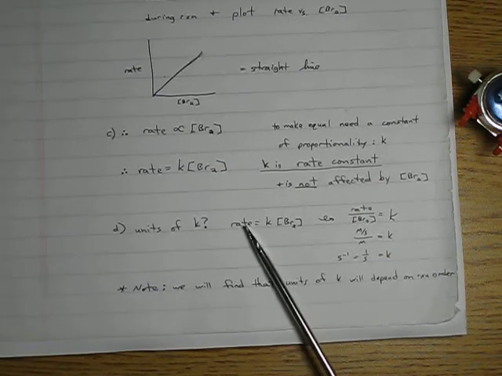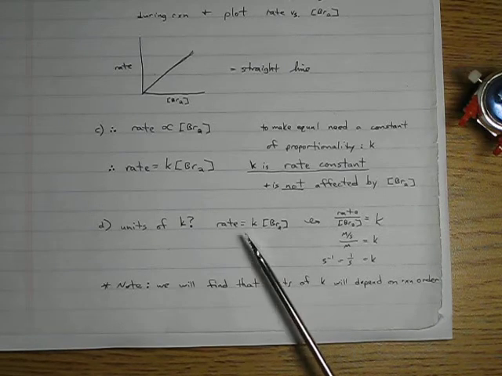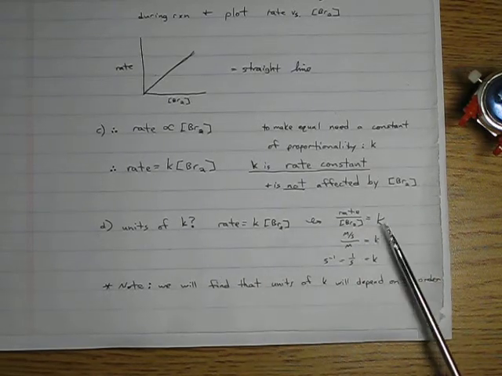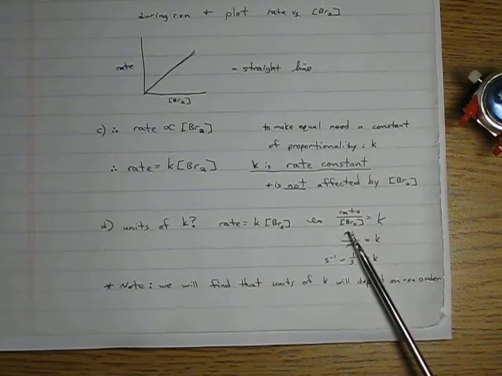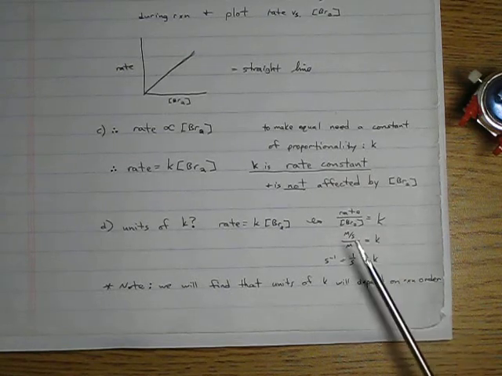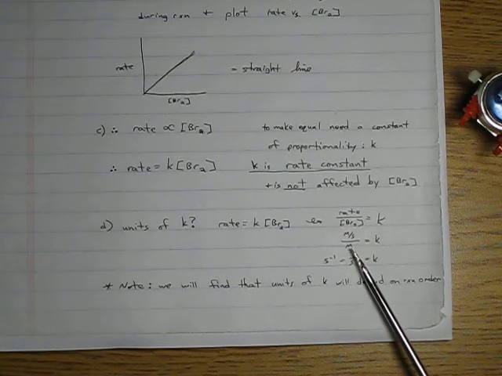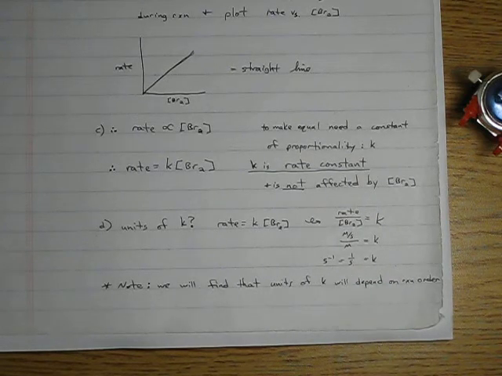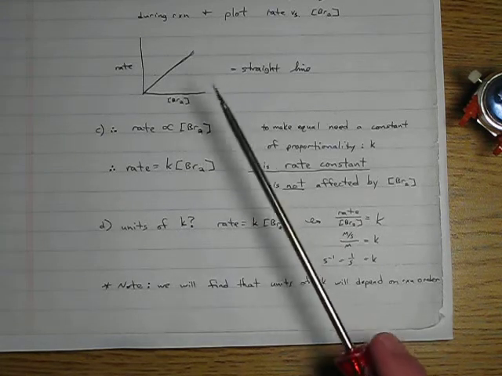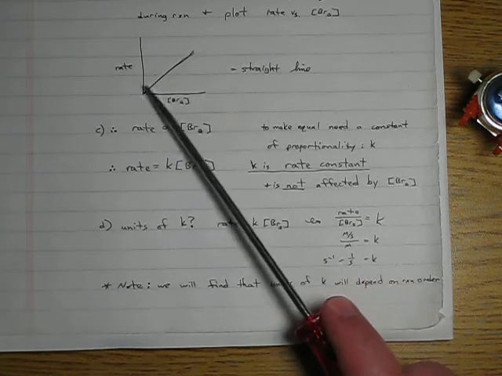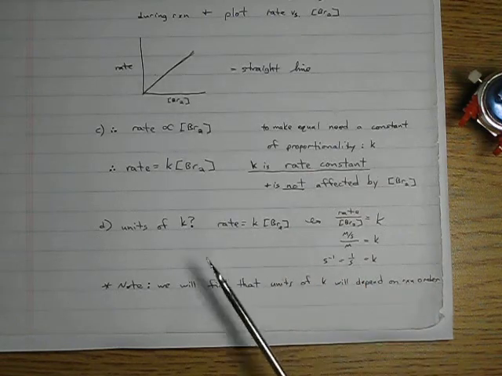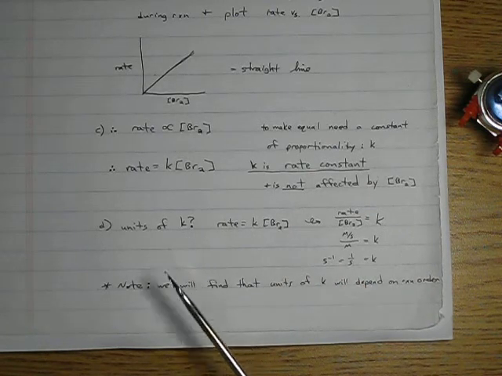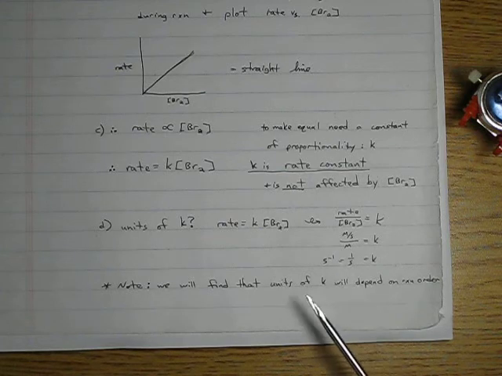And so divide both sides by the concentration of Br2 to get k by itself. We see the rate constant equals rate divided by the concentration of Br2. The rate constant equals molarity per second divided by molarity. The rate constant is 1 over seconds, or seconds to the negative 1. All right. Because of this straight line here, and they're not always straight, the rate constant has the units of seconds to the negative 1.